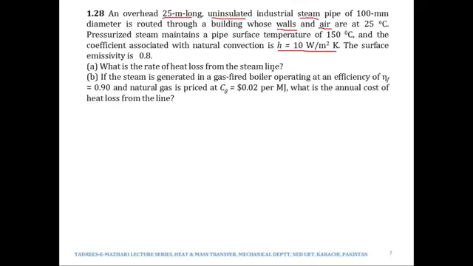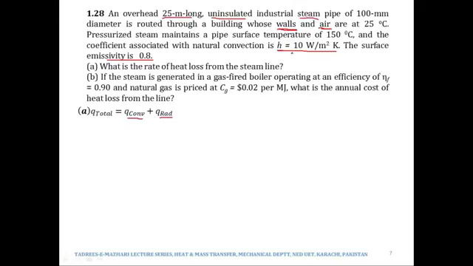There are two parts. Let's start with the first one. So what is the total rate of heat loss from the steam line? Heat is being lost from the outer surface of the pipe via convection as well as via radiation. See, there are two hints. One is the temperature of the walls and the air, and then we are given the value of h, and we are given the value of emissivity as 0.8. So this is the first hint, and this is the second.